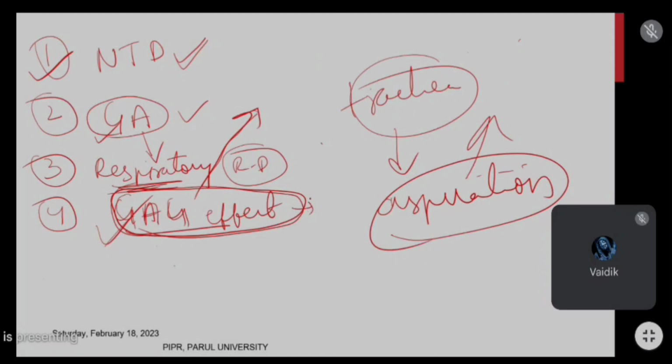Whatever we swallow should enter into the esophagus. It should not enter into the trachea, and this is maintained by the gag effect, also called the pharyngeal reflex or gag reflex. But what is general anesthesia doing?